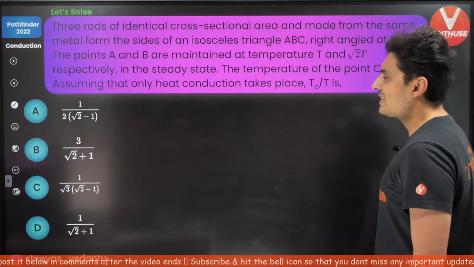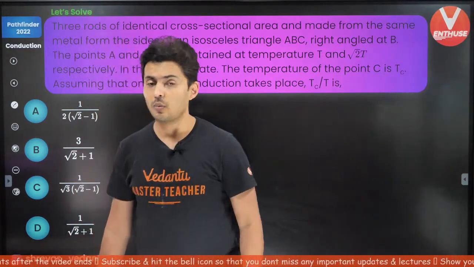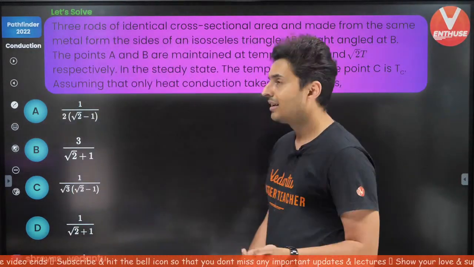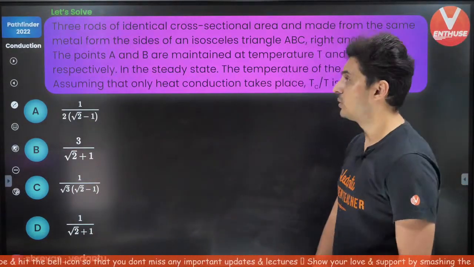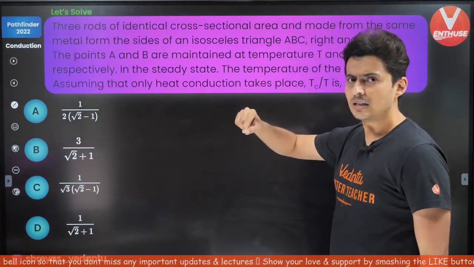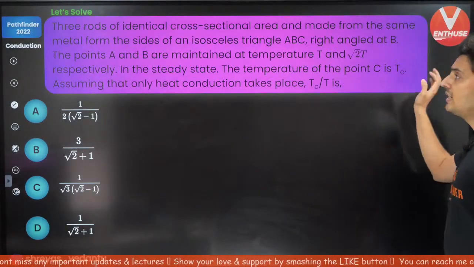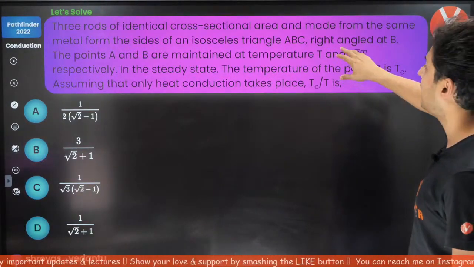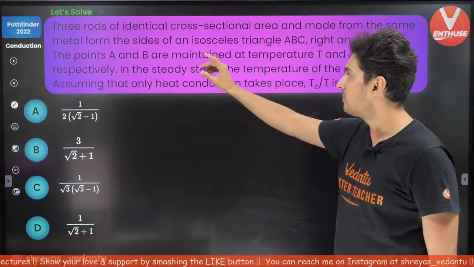Let's see if we can solve this question which came in one of the previous years. This was asked, so this is a PYQ, and let's see if we can solve it. If you want, you can start scribbling and writing and start solving. Three rods of identical cross-sectional area are made of the same metal. That means K is the same, area is the same.